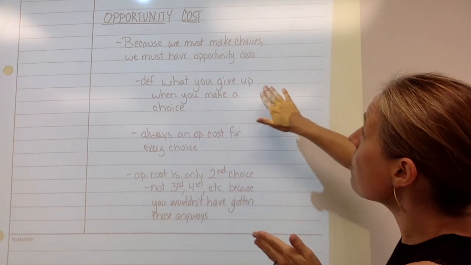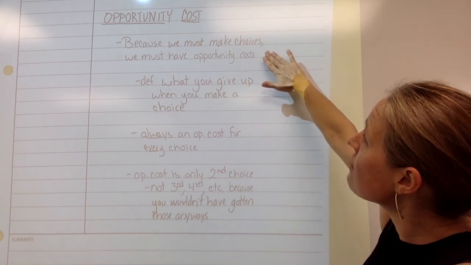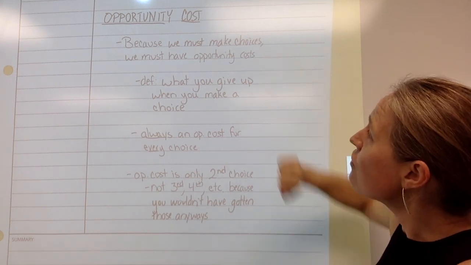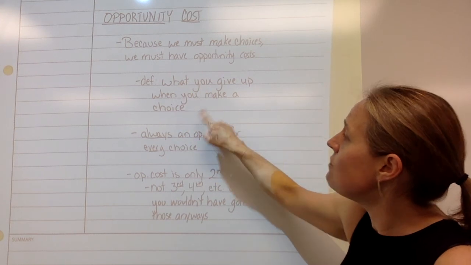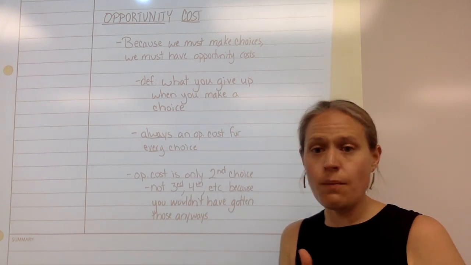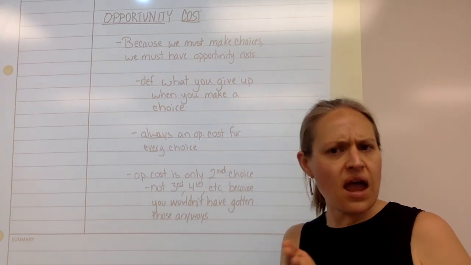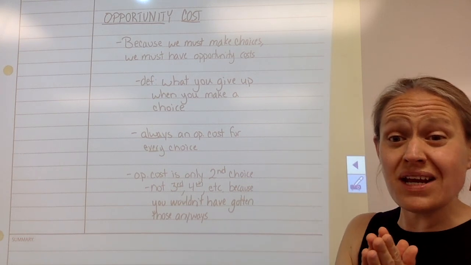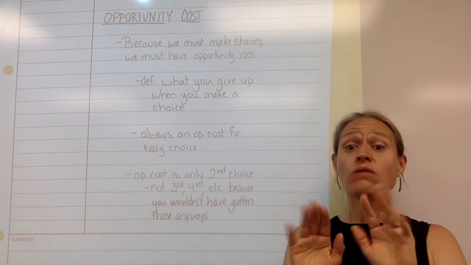All right, so let's go to our notes here. Because we must make choices, we must have opportunity costs. So the definition: what you give up when you make a choice. There's always an opportunity cost for every choice. Even if somebody's like, hey, let's go out to lunch.